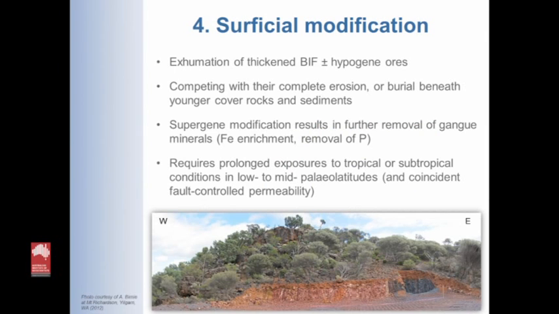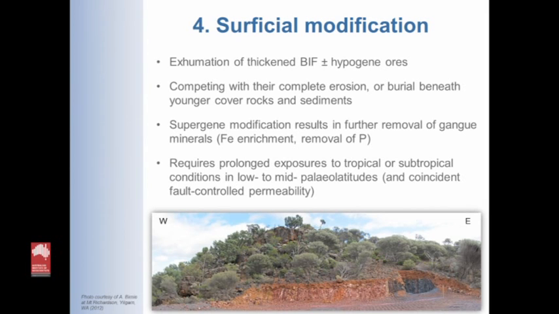Okay, so the fourth critical point is superficial modification. It's one thing forming these hypogene ore bodies, it's another thing trying to get them to the surface when they're hit by the supergene fluids. So, of course, we have to exhume them, both the BIF and also the hypogene ores, but we can't exhume them so much that we actually remove their presence. So we need that sweet spot in their exhumation.